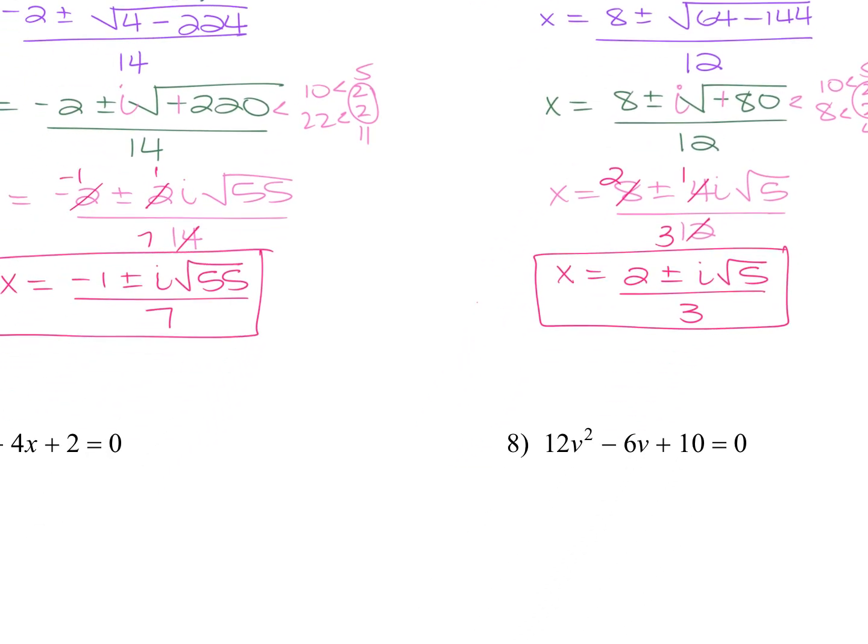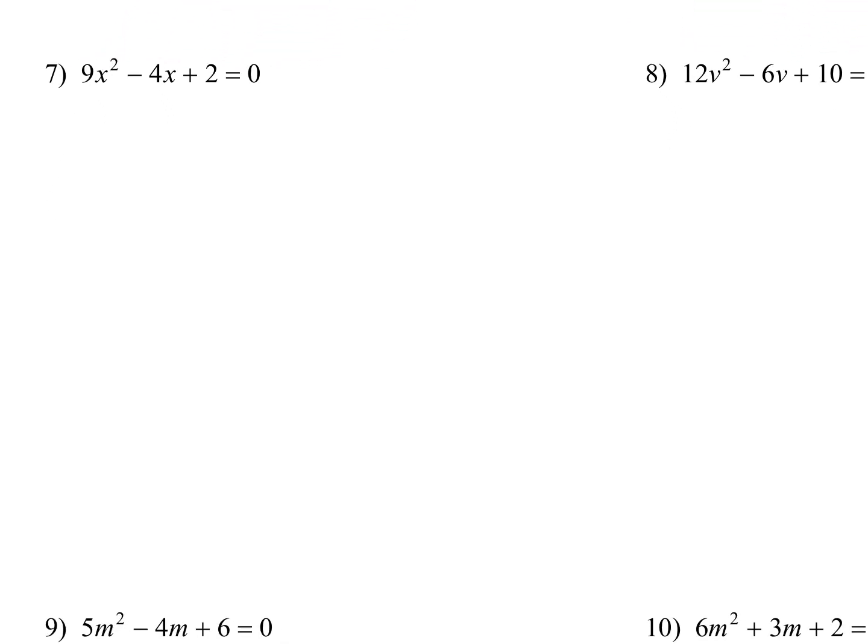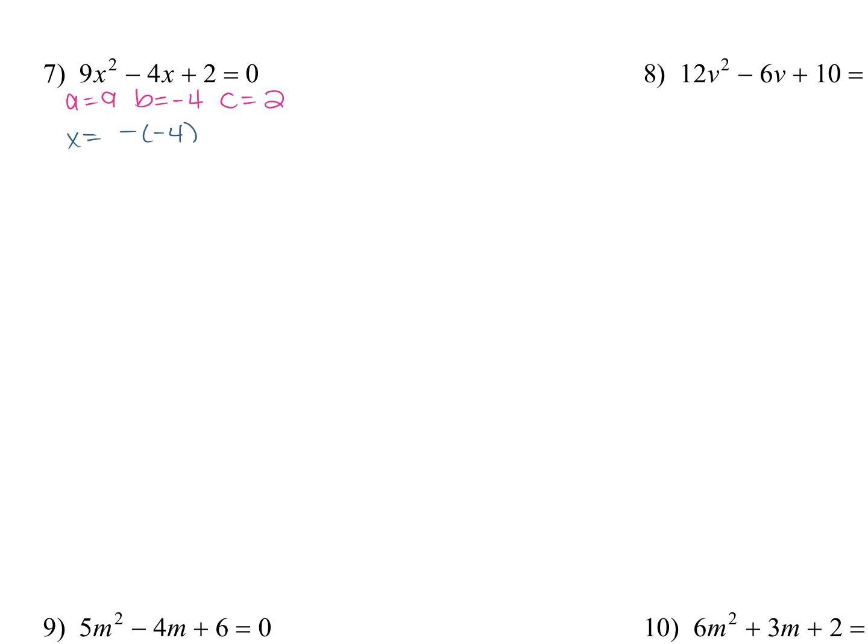For 7, we have 9x squared minus 4x plus 2 is equal to 0. So A is 9, B is negative 4, C is 2. This is going to give us x is equal to the opposite of negative 4 plus or minus the square root of negative 4 squared minus 4 times 9 times 2 all over 2 times 9.